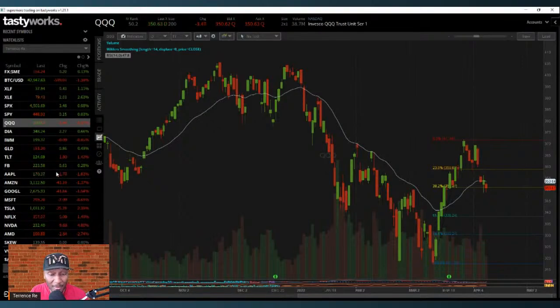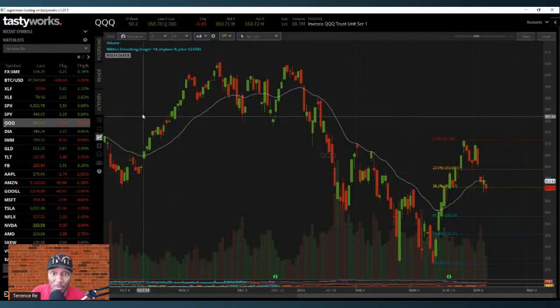And if we come down and look at these NASDAQ stocks, the only one that is green is Facebook. Apple is down, Amazon is down, Google. I think Microsoft is in the NASDAQ. I'm not 100% sure, but I know Tesla is down. Netflix is down. NVIDIA is down. And AMD is down. So I have my bearish consensus.